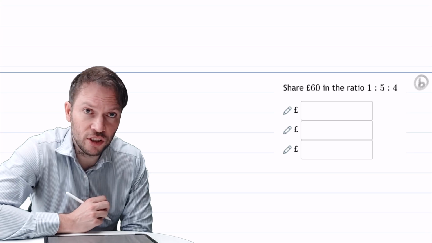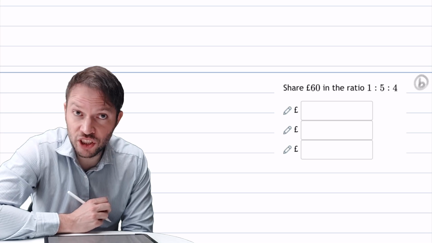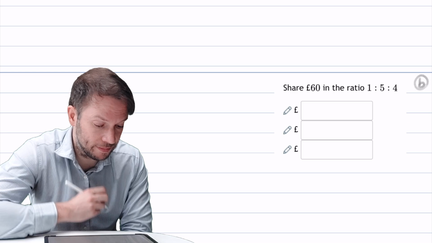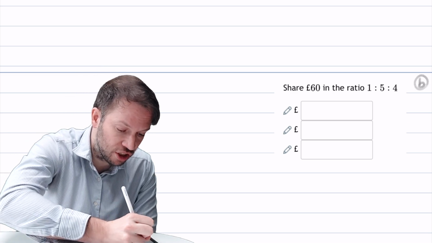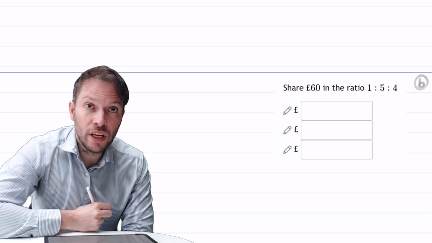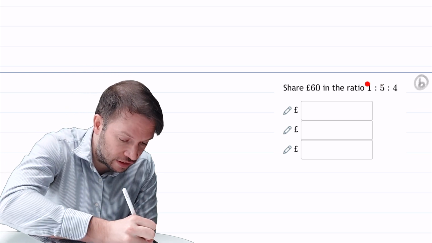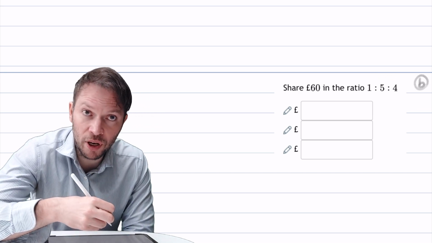In this video, we're going to share an amount in a ratio with 3 different parts to it. So we want to share £60 in the ratio 1 to 5 to 4. And we previously saw that each of these numbers in the ratio means the number of parts we have.